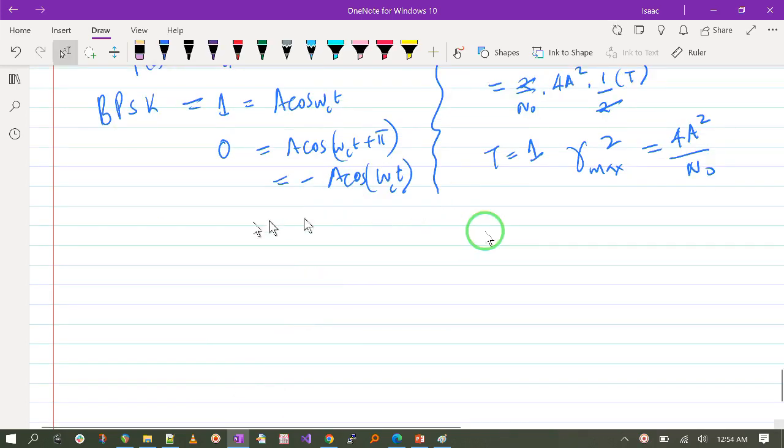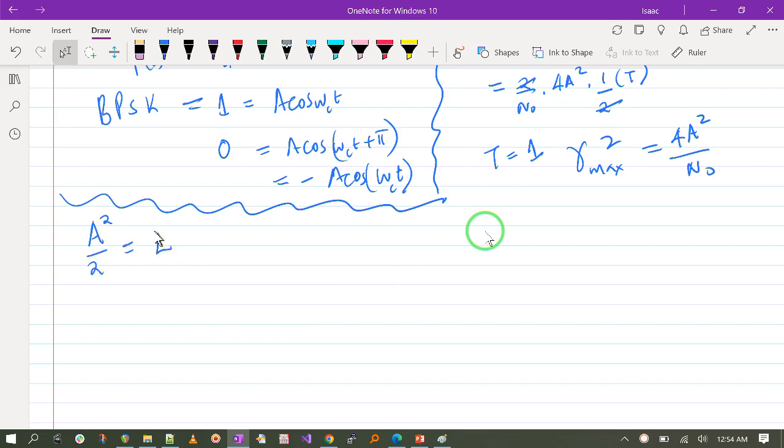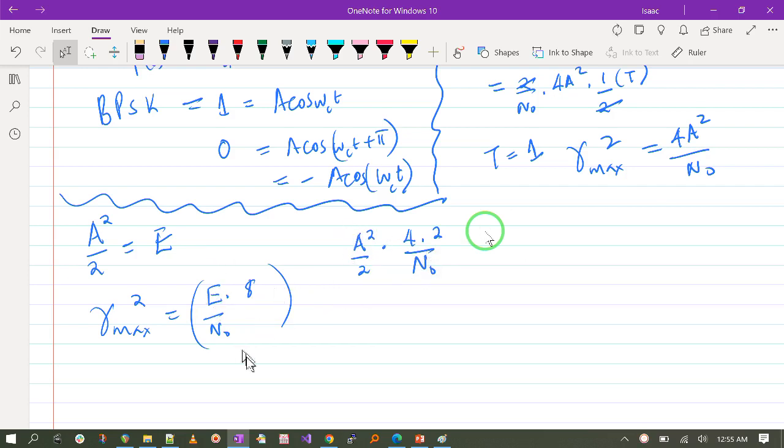And since we have already expressed A squared over 2 to be equivalent to the energy of 1 bit, which is our symbol, then we can equate our gamma max squared to E divided by n naught multiplied by 8. What I have simply done here is to break this down: I just said A squared over 2, and then 4 times 2. These 2s cancel out to get our 4 back. You get your n naught there, and this becomes equivalent to E.